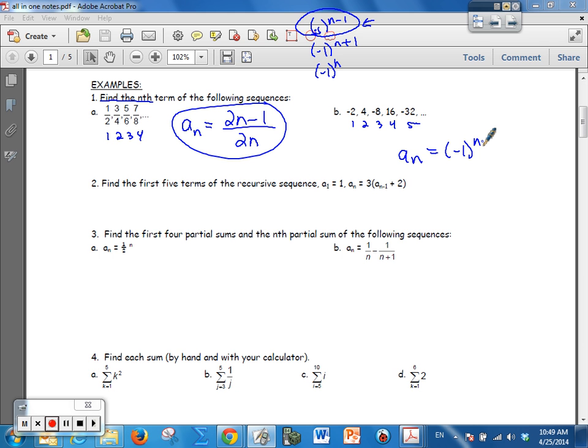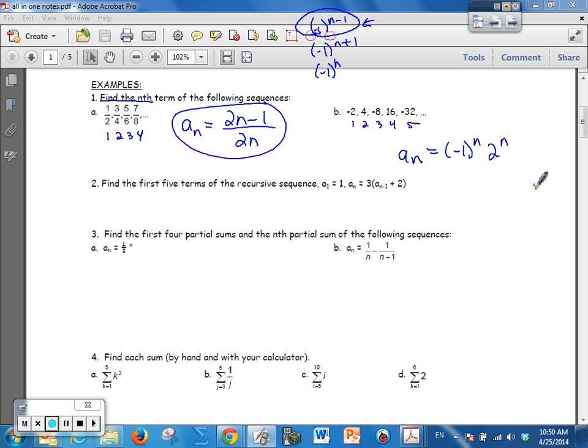So now let's look at the pattern. What would I need? How could I generate? If I put a 1 in, I'd get a 2. If I put a 2 in, I get a 4. If I put a 3 in, I get an 8. If I put a 4 in, I get a 16. What could I write to generate that pattern? 2 to the n. So basically, that would be times 2 to the n. That'd be my formula.